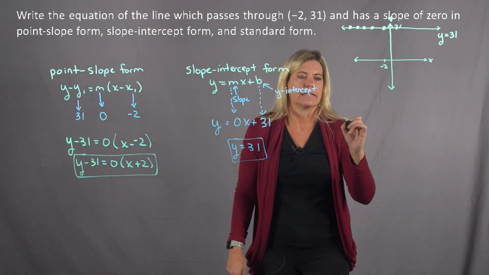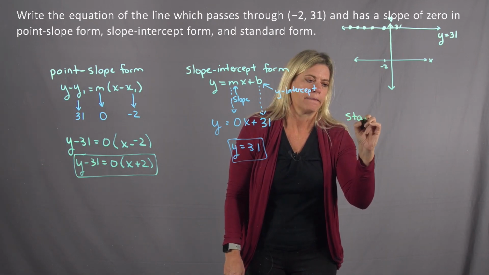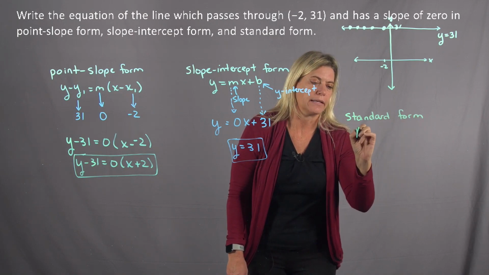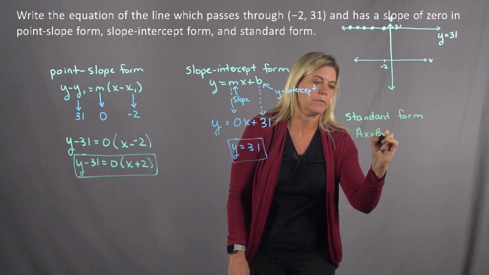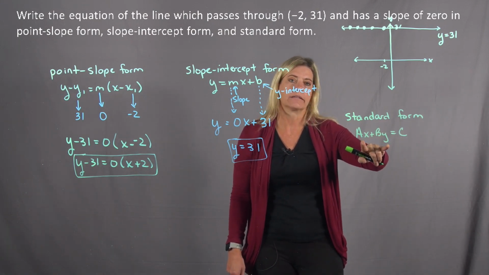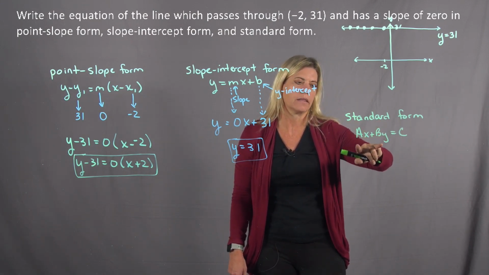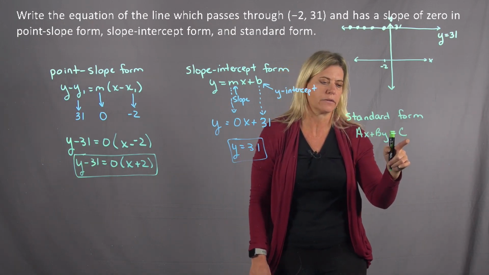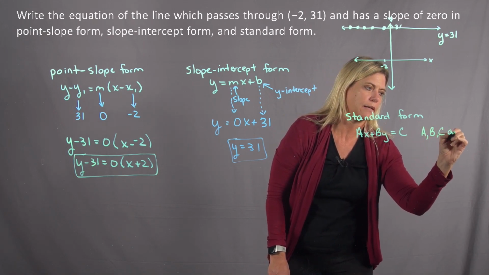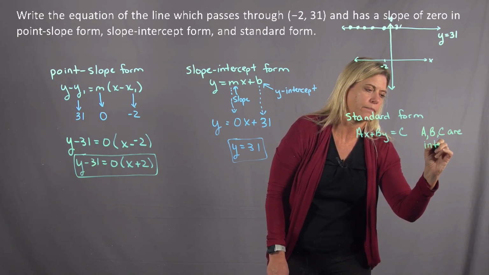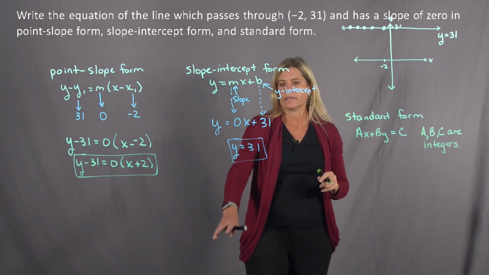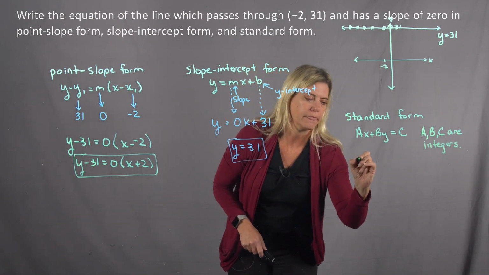All right, so now in standard form, remember that's ax plus by is equal to c. So my x term and my y term are both on the same side of the equal sign. My constant term is on the other side. And then we also know that a, b, c are integers. Okay, so we can take this form right here and see what we get.